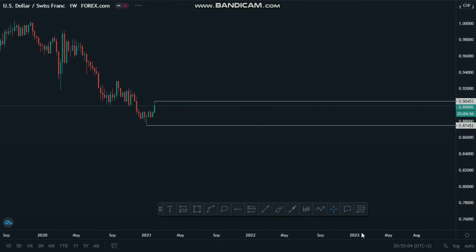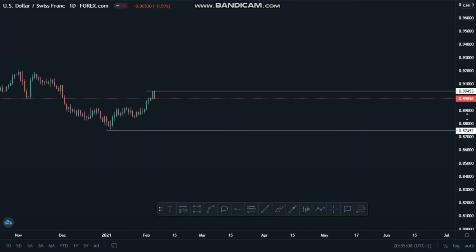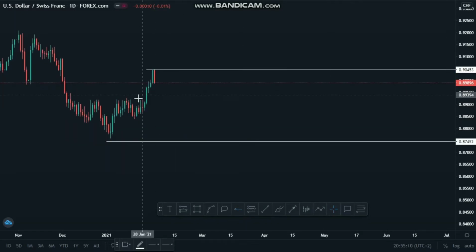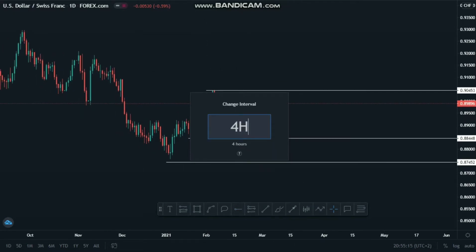We go to the daily time frame to identify our sub support or sub resistance. In this case, we have a sub support at around this level. Then we move into the 4-hour time frame to identify our what?